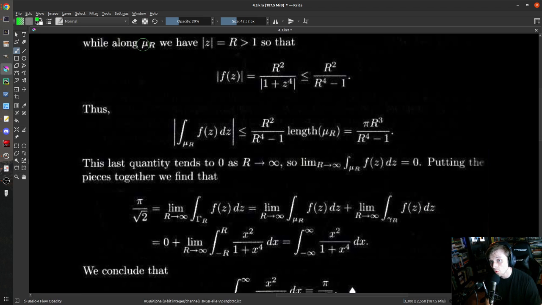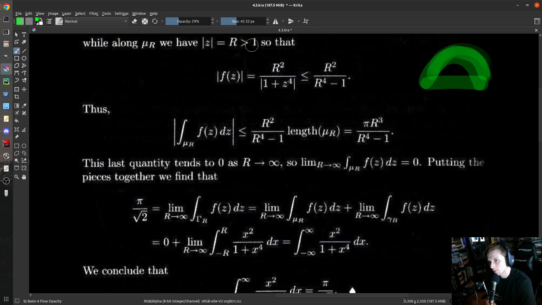That is, along mu r, the circle part of it, the top part, along this piece, we know we have what we want. Up here is what we need to deal with real quick. Okay, now when modulus z is equal to r greater than 1, then notice f of z in modulus is equal to r squared divided by 1 plus z to the 4th, or something like that, right? Because you can put the modulus up top, and just go through, do a little bit of inequalities, and you get this is less than or equal to r squared divided by r to the 4th minus 1.